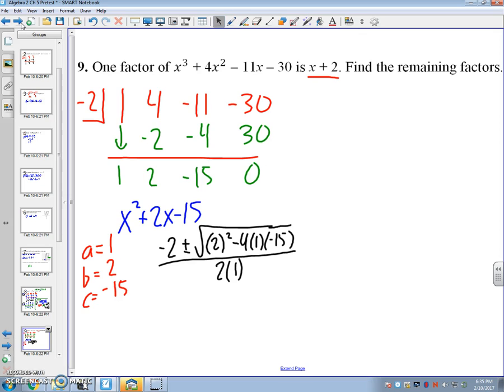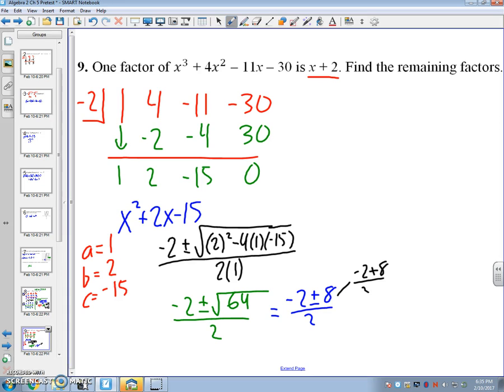Alright, find the value of the discriminant. Let's see. 4 plus 60 is 64 over 2. Now actually take the square root of that discriminant, so negative 2 plus or minus 8 over 2. Do your two cases. Negative 2 plus 8 over 2, negative 2 minus 8 over 2. So that's 6 over 2 is 3, and negative 10 over 2 is negative 5.